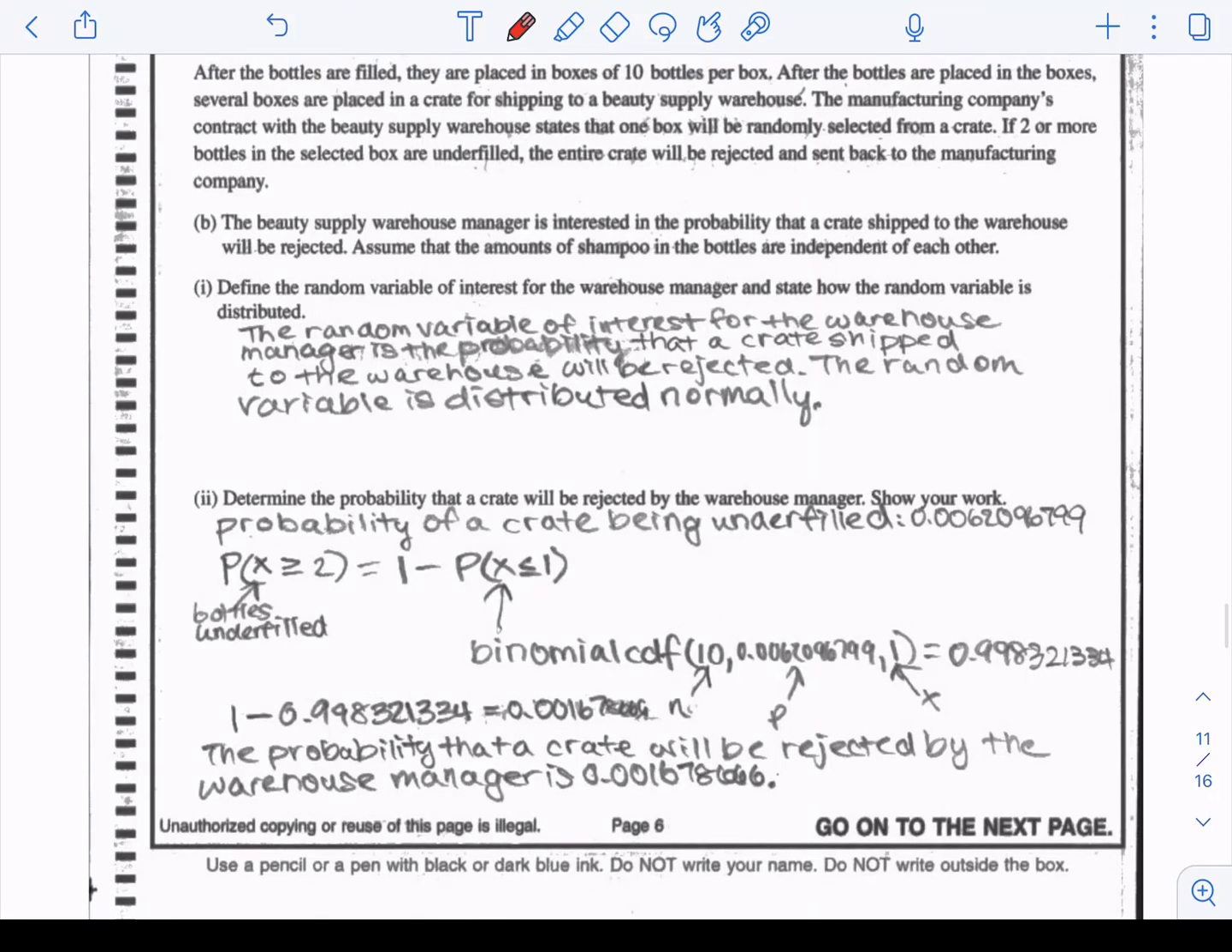Part B is where we have a problem, or actually 2 problems. They say the random variable of interest is the probability. Well, no. The random variable of interest is the number of underfilled bottles in a box of 10. So they automatically miss the definition. And then they said it's distributed not binomially, but normally. And so they don't get the second piece, which is, how's it distributed? They did not get that. Now, interestingly, they can still get partial credit here because if they get part 3 and part 4, they can still recover a P. And they did get the right answer.